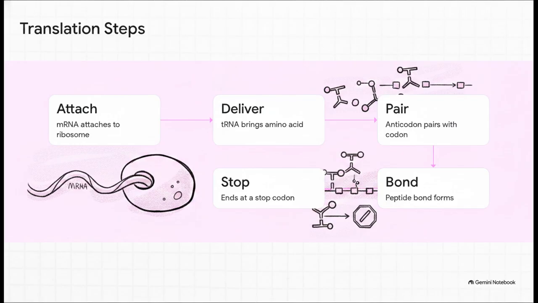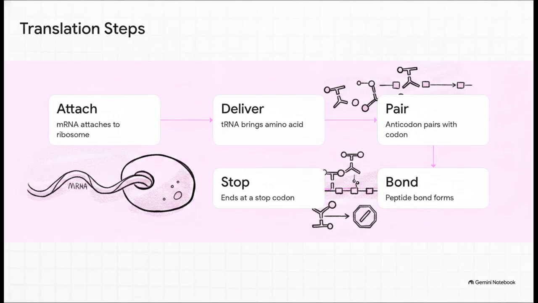Now, to build something, we need raw materials, right? Here, our raw materials are amino acids, and they get delivered by transfer RNA, or tRNA, acting as our busy factory delivery workers. Each tRNA molecule carries a specific amino acid at one end, and at the other end, it has a triplet of unpaired bases called an anticodon.